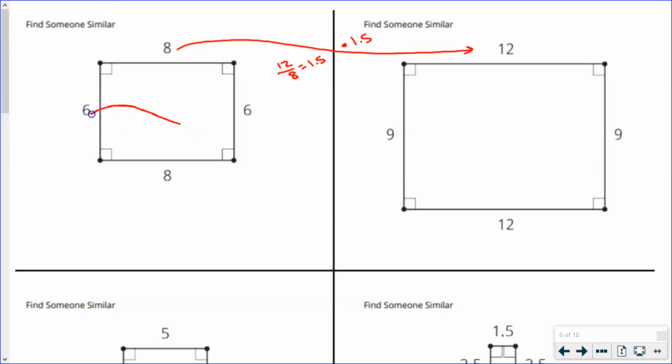How does a 6 change to a 9? In order to show that they really truly are similar figures, we would hope that it's the same scale factor. 6 times 1.5 is equal to 9. And I'm not going to do that for every single side because this side 8 changed to a 12, this side 8 changed to a 12, so it's going to be the same process.